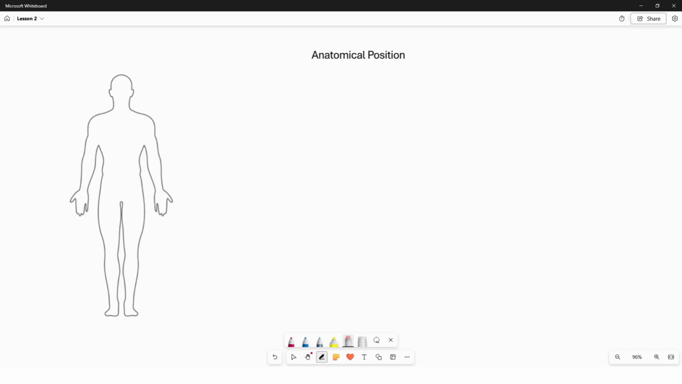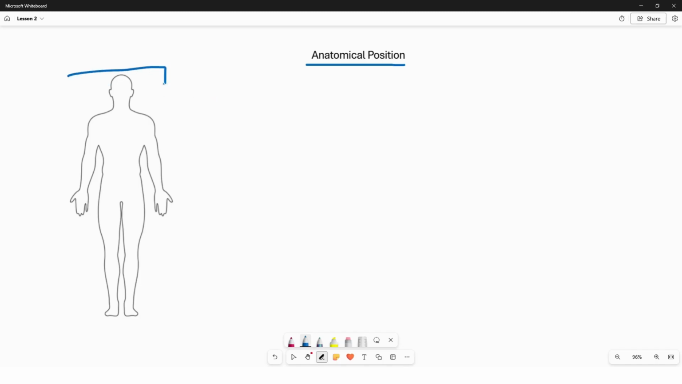Let's look at an introduction to the body. And the first thing we want to start off with is anatomical position. Anatomical position is a reference used to describe the body, and it has a few characteristics.